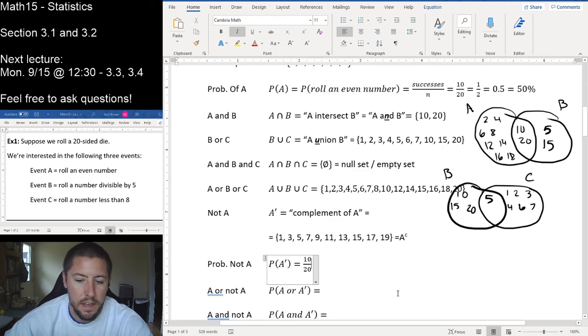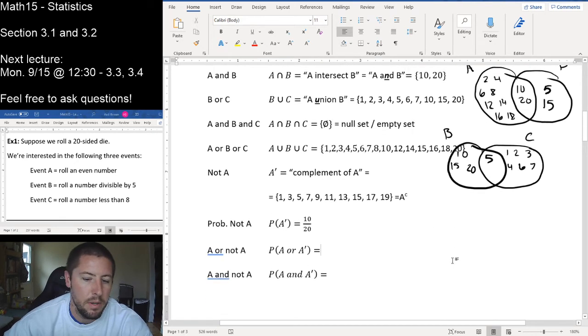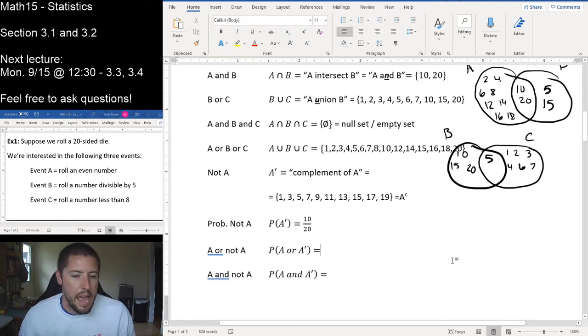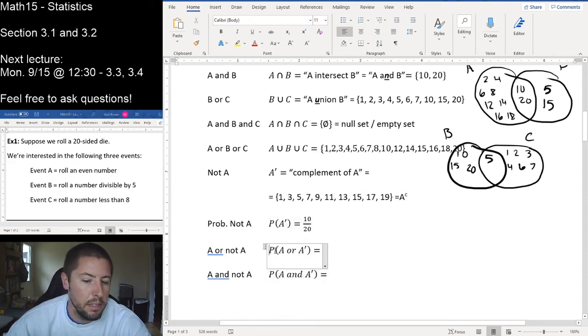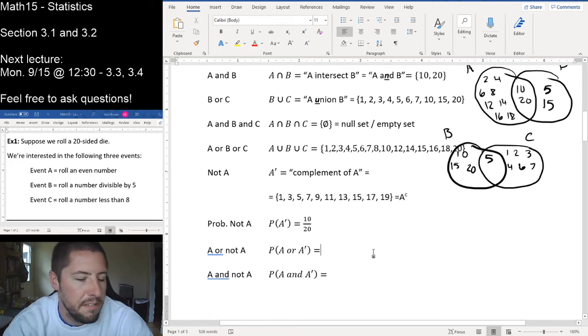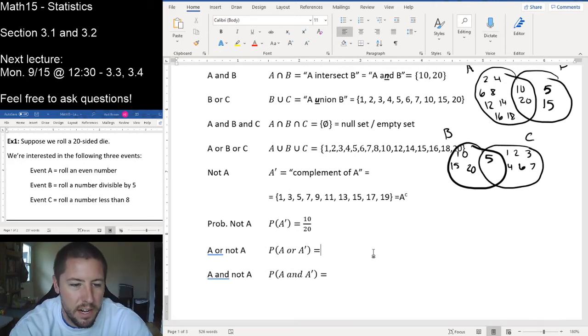A good thing to notice now is what's going to happen when we talk about the relationship between A and not A. Our first one here is, what is the probability that our roll of the die gives us something that is within set A or something that is not within set A? Well, the whole definition of being a complement is that it is all of the rest of the parts that are out there.